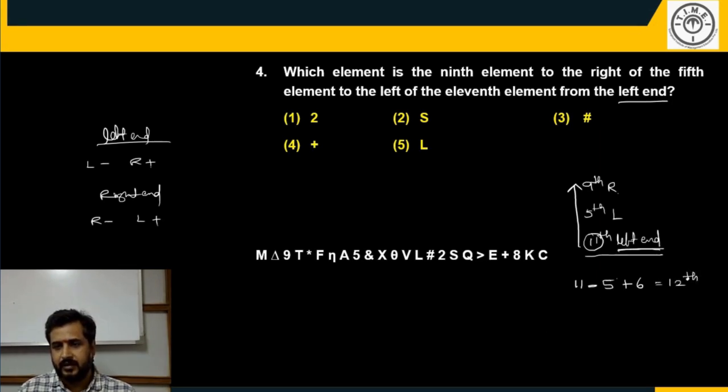So 12th, and we have to start counting from where? Left hand. So 12th from the left hand. 1, 2, 3, 4, 5, 6, 7, 8, 9, 10, 11, 12. Sorry, it is 9th, right? I am extremely sorry, it is 9th element. 11 minus 5, 6, 6 plus 9, 15th element. So 12, 13, 14, 15. Choice 3 is your answer.